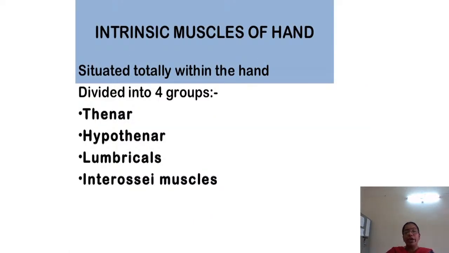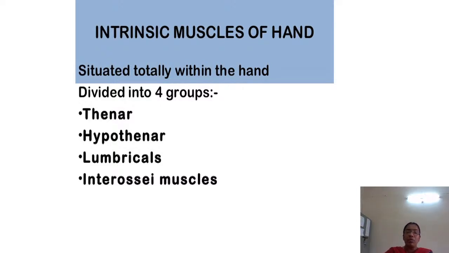Yes, so after removal of the palmar aponeurosis, now we are in the muscles of the hand, that is the intrinsic muscles of the hand. They take origin within the palm and insert within the palm, so these are called intrinsic muscles. They are divided into four groups: thenar muscles, hypothenar muscles, lumbricals, and between the metacarpals the interossei, that is the palmar and the dorsal interossei. We'll go into detail on each group.